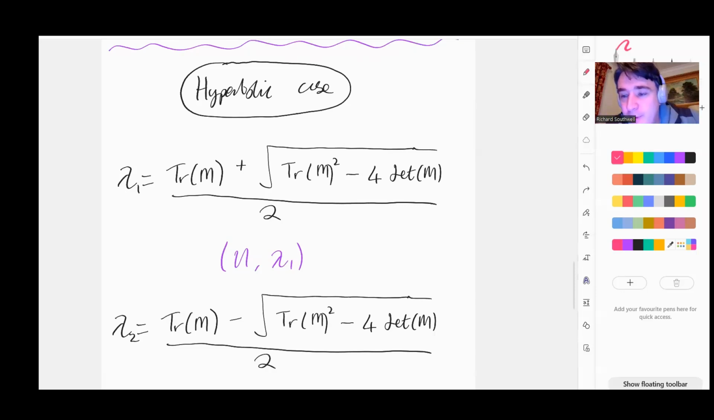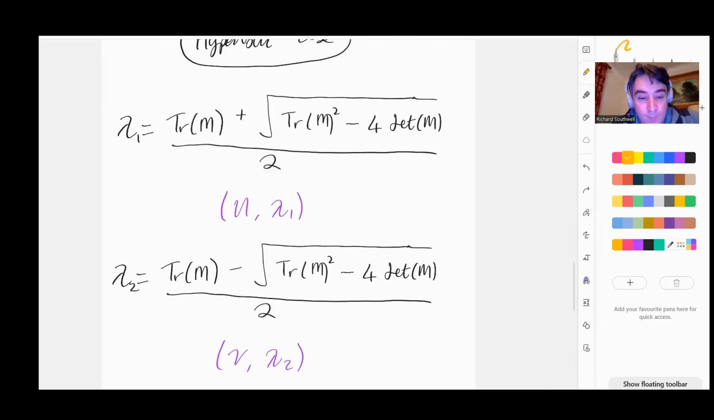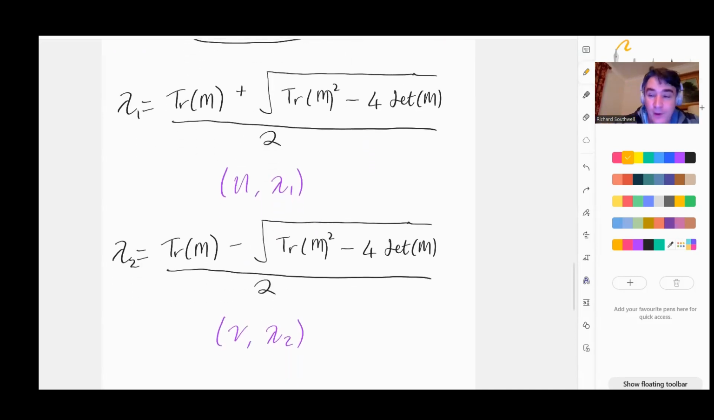But let's have a look at this in more detail. Firstly, this hyperbolic case. From solving our equations, we get these 2 different values of lambda. Because we're assuming that this is positive, we know that these 2 different eigenvalues, lambda 1 and lambda 2, are going to be real. And so we have these 2 different eigenvector eigenvalue pairs, u, lambda 1 and v, lambda 2.